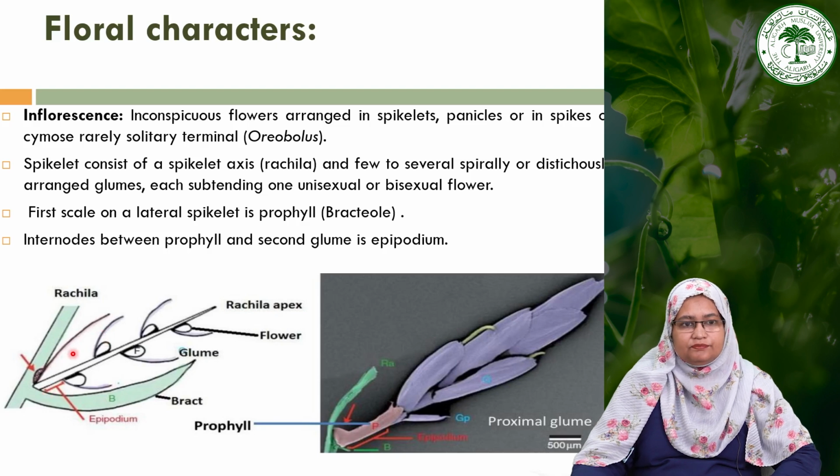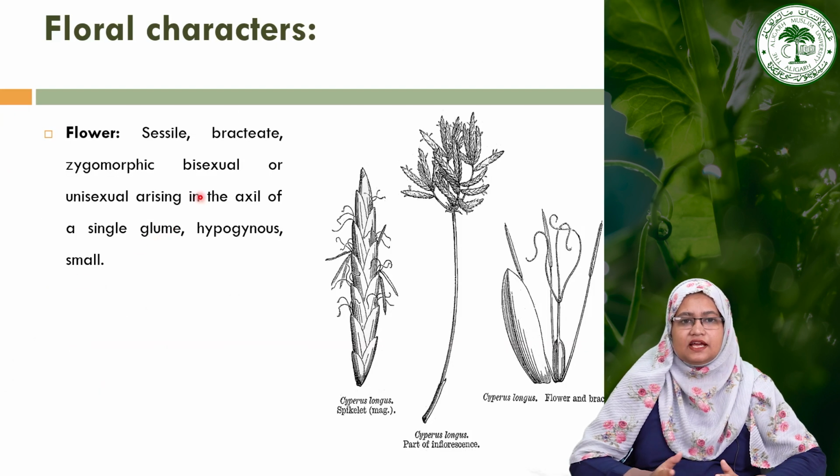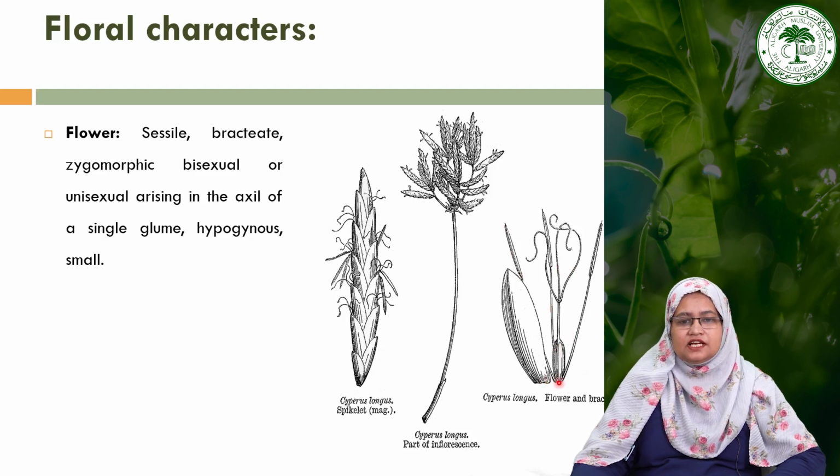Now moving towards the flower. Flowers are sessile, as we have seen earlier, bracteate, zygomorphic, either bisexual or unisexual, arising in the axil of a single glume, and you can see this is the bract. The flowers are hypogynous and very small in size, as you can see. These are the inflorescence, a part of our inflorescence. These are the spikelets, and you can see there is a very small flower. Here there is a flower with bract, and the flower has stamens and gynoecium. It is a sessile flower, they don't have any pedicel.